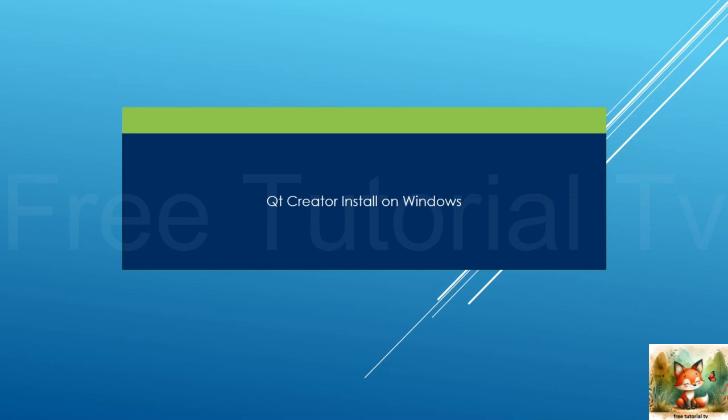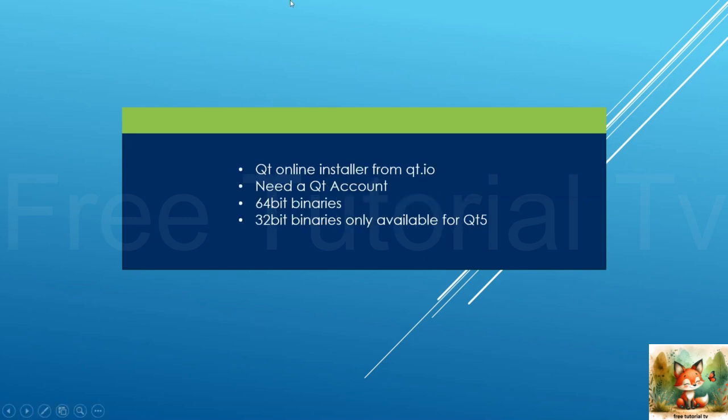So let's do this. The first thing we're going to do is to get the Qt Online installer from the Qt website, and we're going to need the Qt account. So if you don't have one, you need to sign up and log in. And another thing you should know is that from the Qt Online installer, we're going to get 64-bit binaries for the Qt framework. Starting from Qt6, the Qt company doesn't provide binaries for 32-bit binaries of the Qt framework.